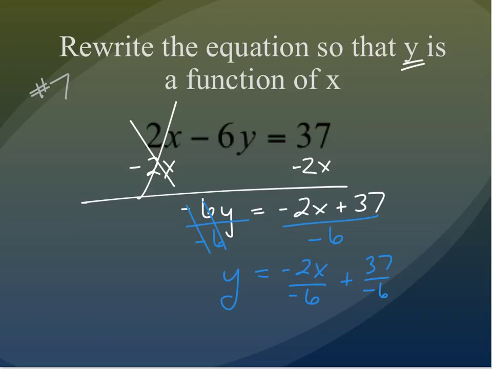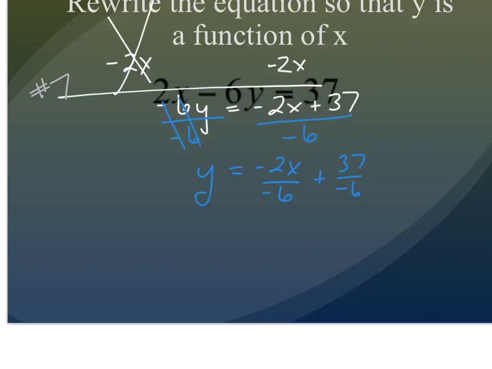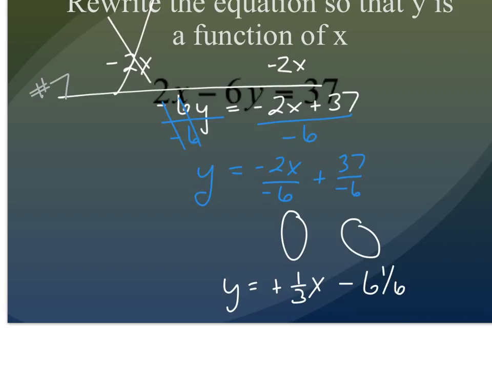Now that could be simplified a bit. To show us that y equals negative divided by negative is positive. 2 divided by 6 is 1/3 x. Positive and negative make a negative. And then this is 37 over 6.